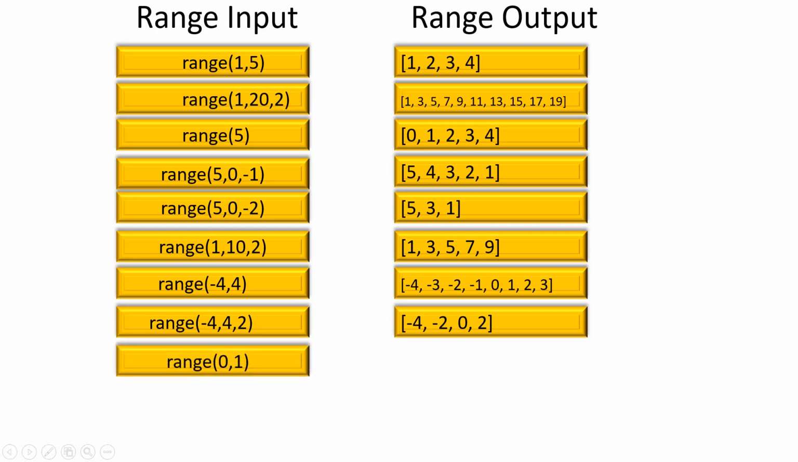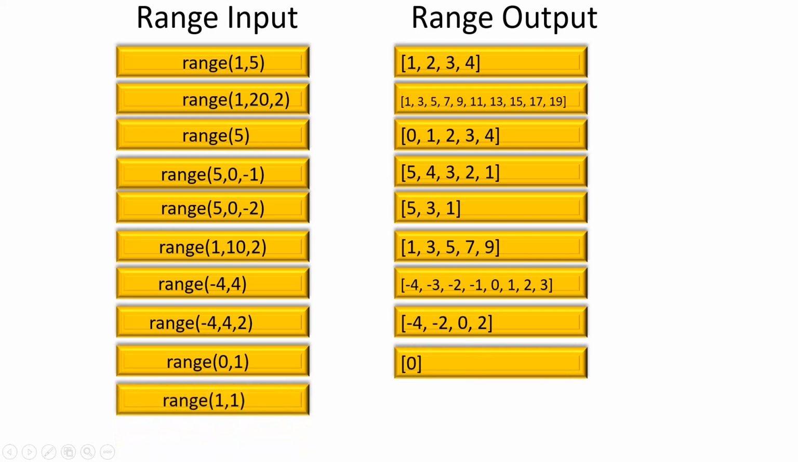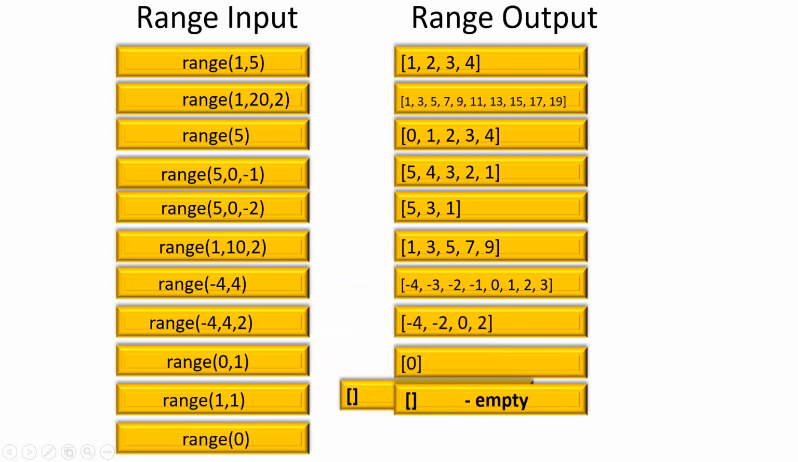Here range of 0, 1 generates a list which contains only the beginning number 0. If you give the same number for the beginning and end, I am getting an empty list. If I give range of 0, I am also getting an empty list.